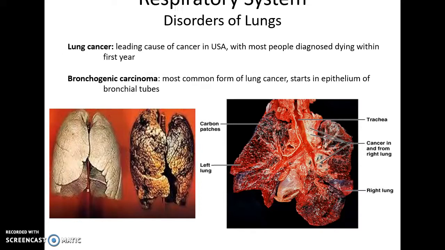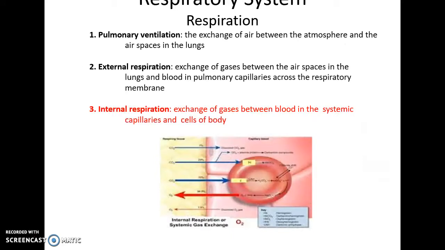Cancer. Lung cancer is the leading cause of death by cancer in the U.S. Most people who are diagnosed with lung cancer die within the first year. Bronchiogenic carcinoma is lung cancer that starts from the epithelium of the bronchial tubes, which makes sense because they're going to be exposed to a lot of the irritants and carcinogens that someone may inhale.